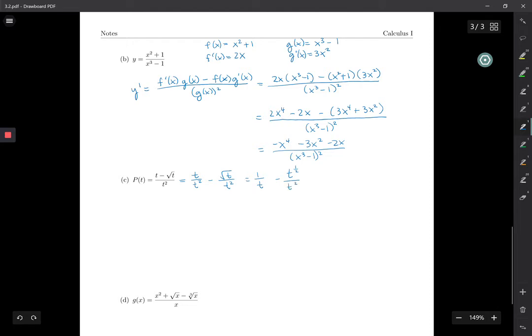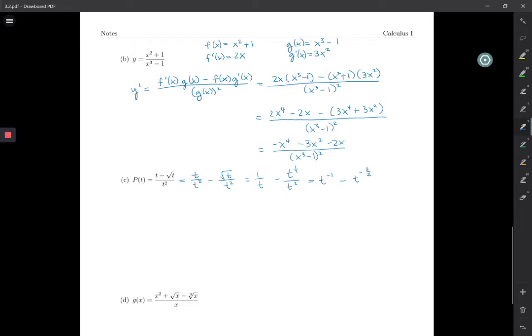And then if we remember our exponent rules, we would just take 1/2 minus 2. The first term is t to the minus 1. And then t to the 1/2 minus 2 will give you negative 3/2. Okay, so then it's in the form where we can just apply the power rule.